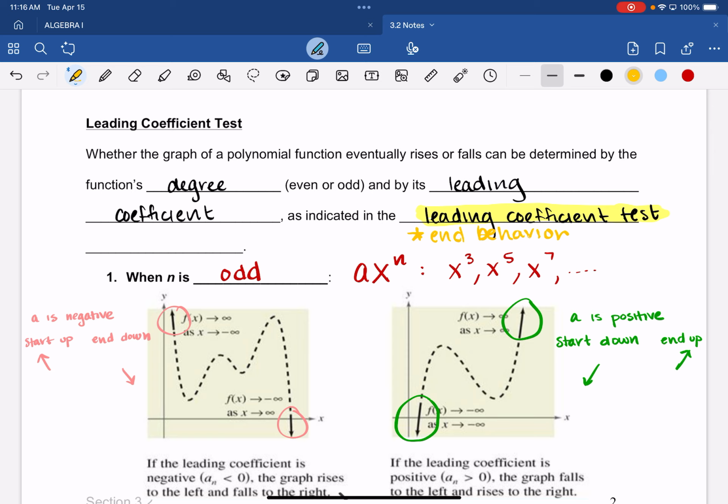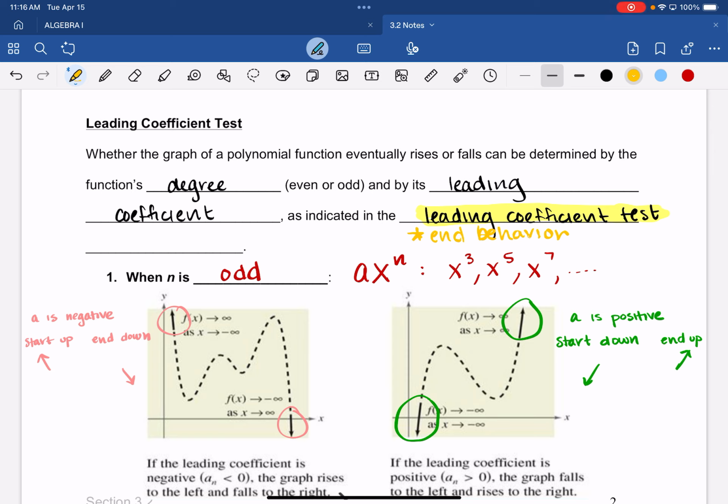All right, so like I said up here, we're talking about end behavior. So when I say that, I mean the end behavior of our graphs. So what I circled, right? At the very end, where will my arrows be is kind of what we're talking about when I say end behavior. Okay? Now it's called the leading coefficient test because we're going to use the coefficient out front. Okay? We're going to use the leading coefficient.